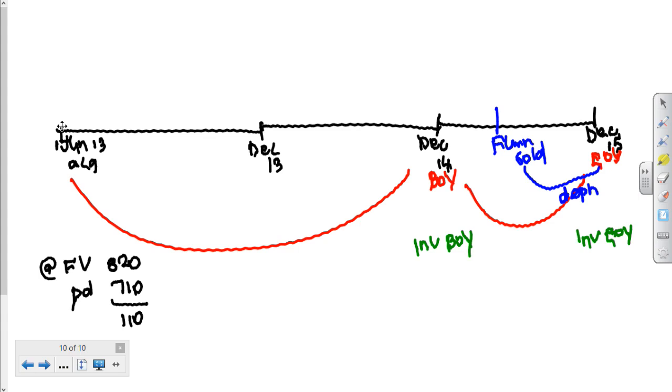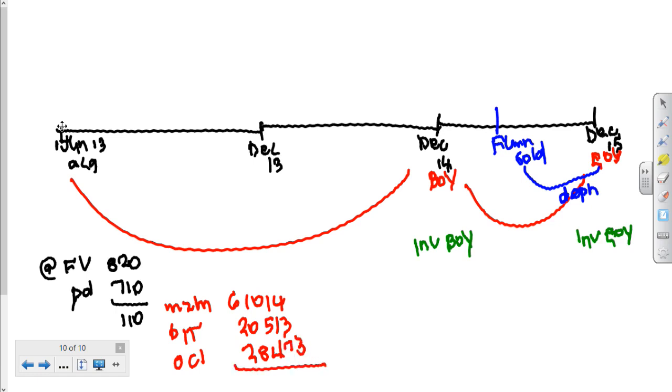So there's been a 110 movement. If we look at the mark-to-market reserve, you'll see the mark-to-market reserve is only 61. Am I reading it right? 820. 710. Doesn't seem to add up. Oh, it was in the current year. The difference must be in the current year. If you look at the numbers, you'll see that it says mark to market 61014. It says deferred tax on mark to market 20513, and it says OCI net of tax 28473. I'm sure if you add that up, it will add up to the 110.